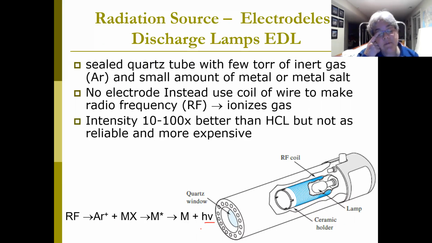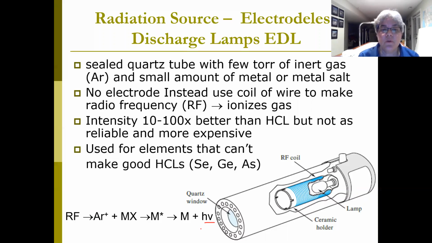Now these have a higher intensity than the hollow cathode lamps, but they're not as reliable. They break more easily, and they are more expensive. So usually we only use these if you want to look at an element that does not make a good cathode. For example, these elements: selenium, germanium, arsenic. For those, you would use an EDL.